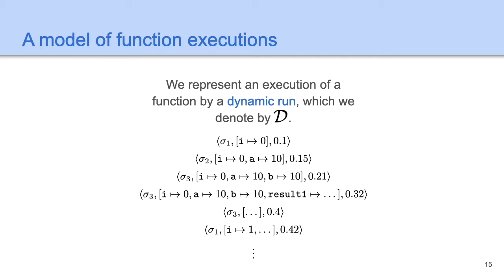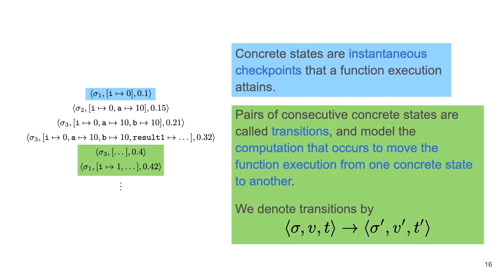For control flow temporal logic, we represent an execution of a function by a dynamic run, which we denote by D here. A dynamic run can be described as a sequence of checkpoints reached by a program at runtime. To look more closely at a dynamic run, here we see highlighted in blue an example of a concrete state.